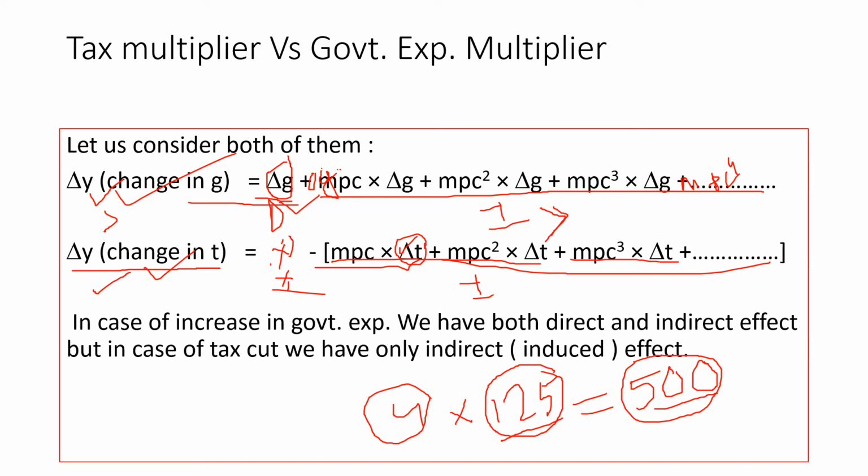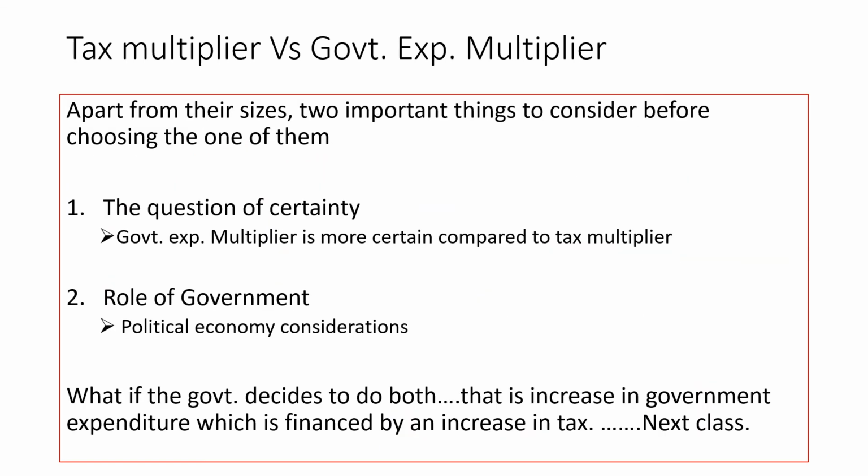There are several things here. It's not just that the value of the multiplier is higher or smaller, because that is irrelevant in this case, because instead of increasing government expenditure, we can cut tax. It's just that we'll have to cut tax by a little bit more. But no, there is a big difference here. Why? One thing is the question of certainty.